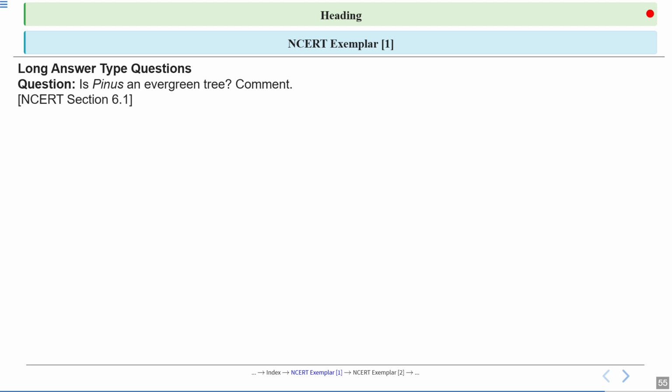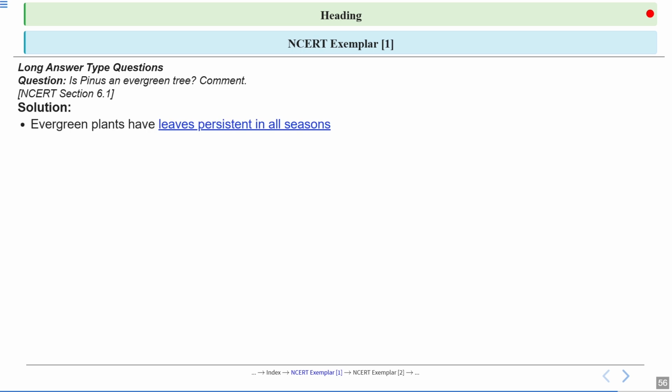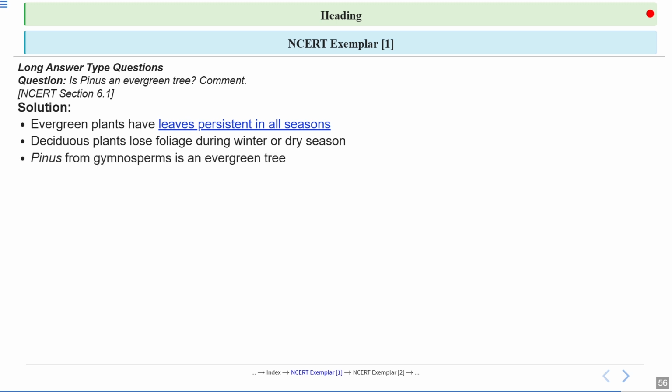Okay, let's take another question. This is a long answer type of question. Pinus is an evergreen tree, comment. Evergreen plants have leaves persistent in all seasons, which means they are present in all seasons. And deciduous plants lose foliage during the winter or dry season. Whereas Pinus is a gymnosperm and it is an evergreen because you see the leaves every time. In all seasons, they have the leaves.